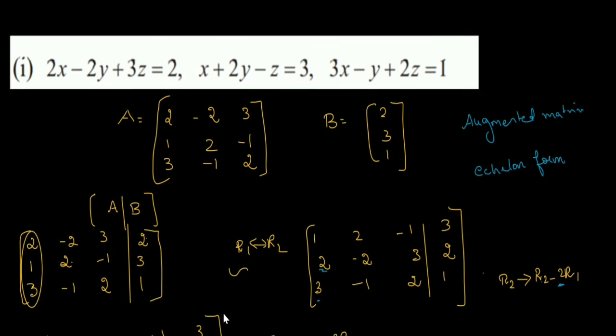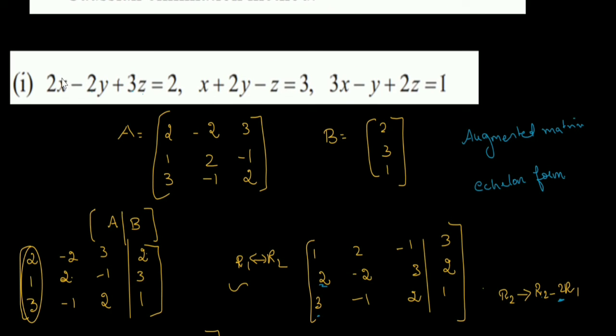You can always go back. You can substitute and check. So x is minus 1. Y is 4. Z is 4. Substitute now: 2 into minus 1, minus 2, minus 2 into 4, minus 8. Minus 2 minus 8, minus 10, plus 3 into 4, 12. So you get 2. So similarly, you can check with the other equations also.